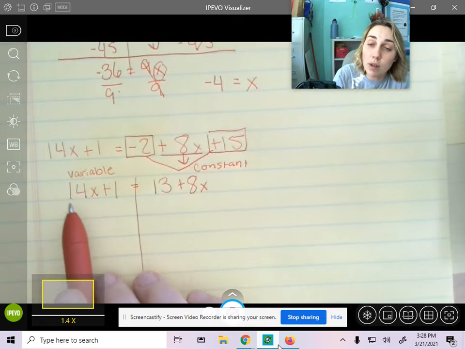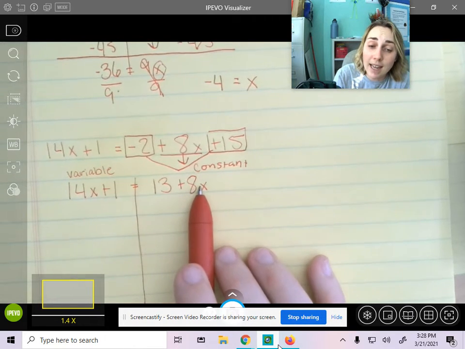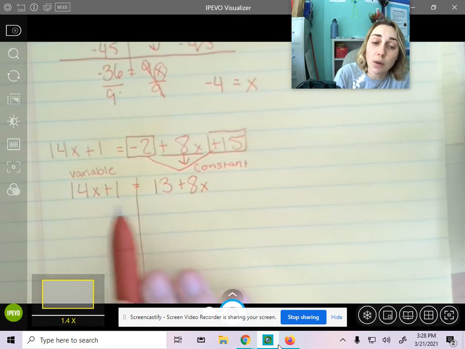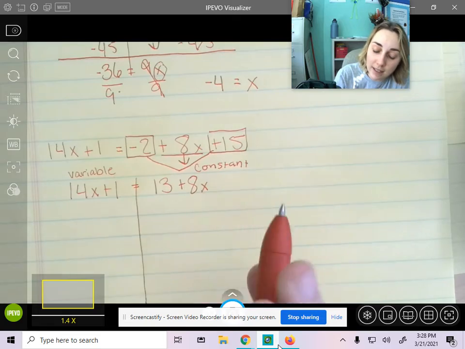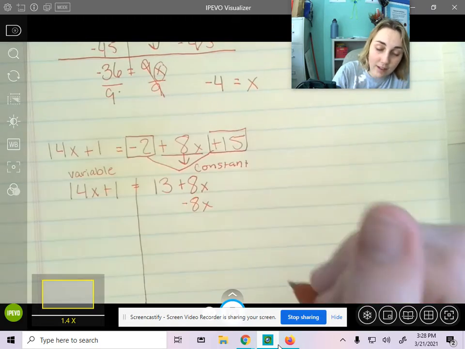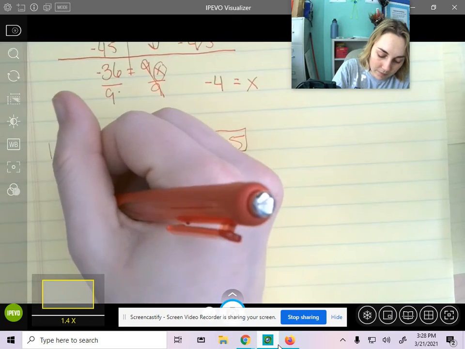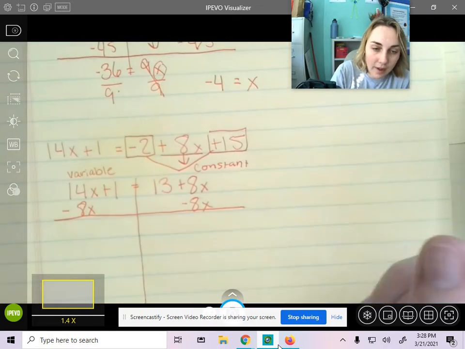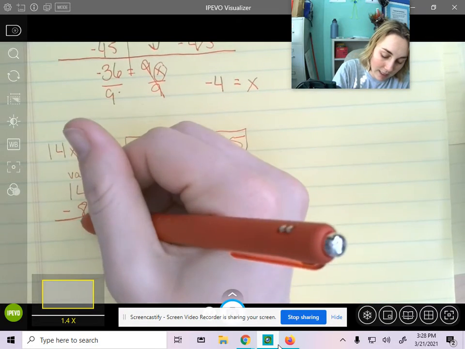So I want to move my variables first. If I'm looking at my 8x right here, I need to move that over here. So I need to get rid of it on this side. The opposite of a positive 8x is a negative 8x. If I do that on one side, I have to do that on the other side as well. All right, let's solve. 14x minus 8x is going to give me 6x.